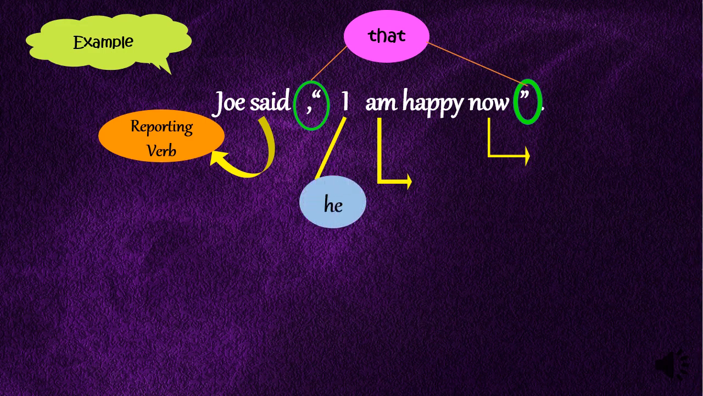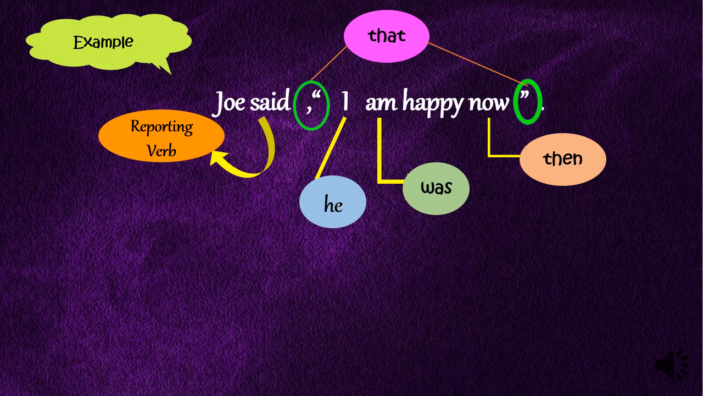I will change to he. Am, simple present, will become was. Now, near adverbial, will change to then. So, what is the answer? Joe said that he was happy then. So, this is written in indirect speech.